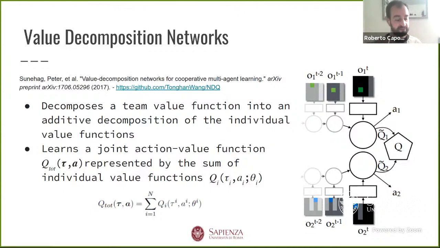How is this obtained? It's obtained by simply decomposing the team value function in some sort of additive decomposition. And basically what happens is that the network is learning a joint action value function, which is simply represented by the sum of the individual value functions. So each agent has its own Q function. It learns its own Q function, but there is some sort of constraint in the fact that this Q function needs to be additive in order to represent the joint action value function. Then this can be used, for example, for optimization, for doing actor critic or whatever you want, right?